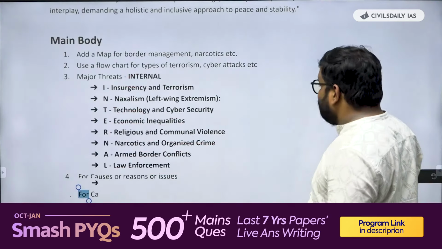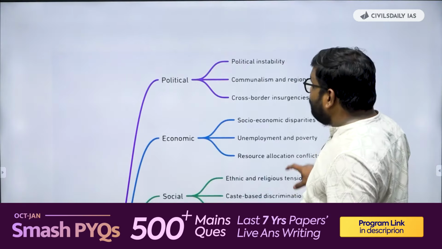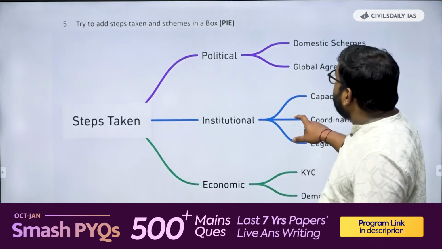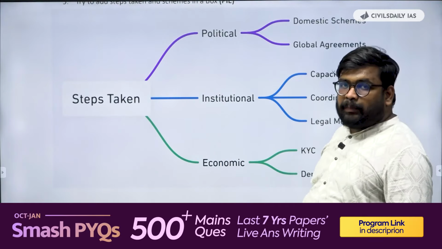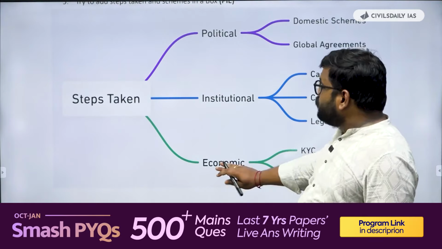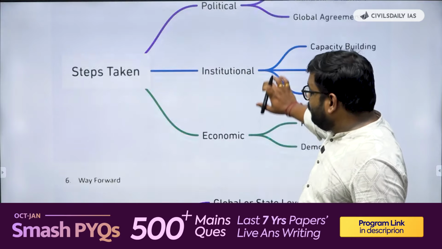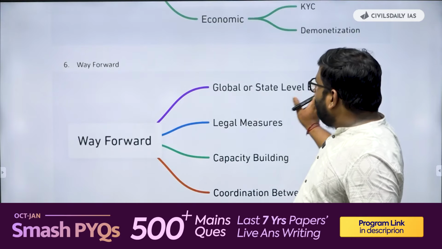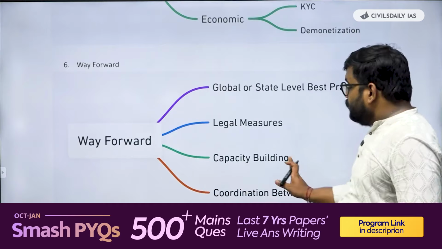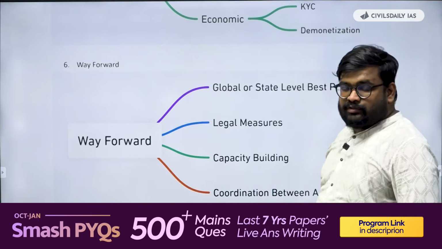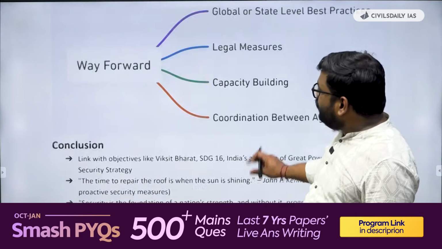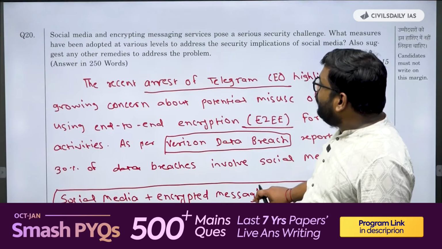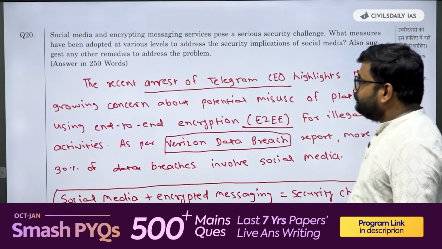That is the first. Second, they have asked for the steps taken: the political or policy level, institutional, economic. And with respect to the way forward: global best practice, legal measures, capacity building and coordination. Then, your ideal answer will look like this.